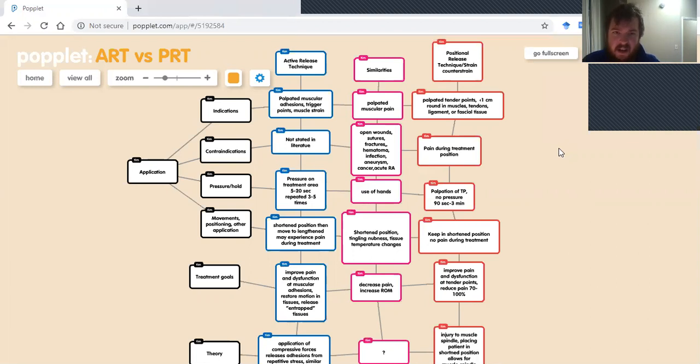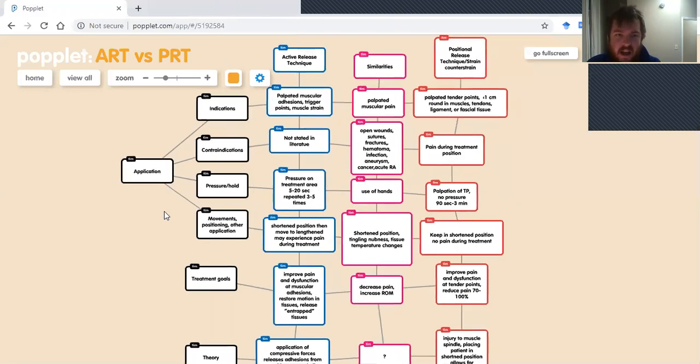One of the interesting things with the active release technique, even though it's been around for quite a while, is that there seems to be limited literature and discussion on the theory about how it works, which is interesting. But we'll get into that in a little bit. So basically, we'll talk about the differences first with the application.